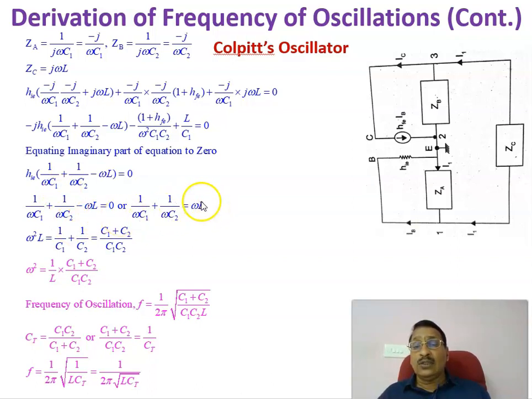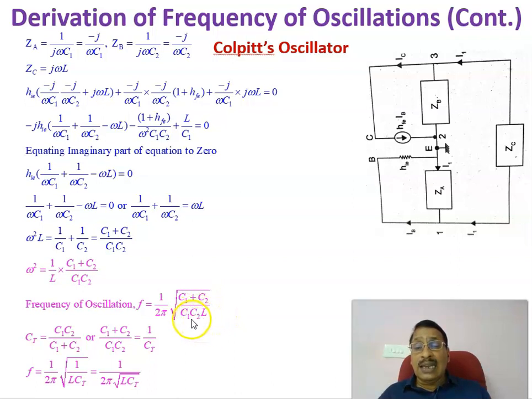Taking omega to the other side, we get 1 by C1 plus 1 by C2 equals omega square L. Or omega square is given by 1 by L times (1 by C1 plus 1 by C2), that is 1 by L into (C1 plus C2) divided by C1 C2. This is omega square. For omega equal to 2 pi f, substituting for omega, we get the frequency of oscillation f given by 1 by 2 pi into root of (C1 plus C2) divided by C1 C2 into L.